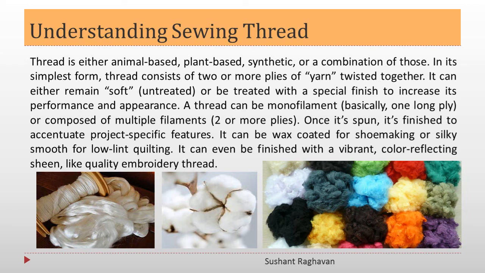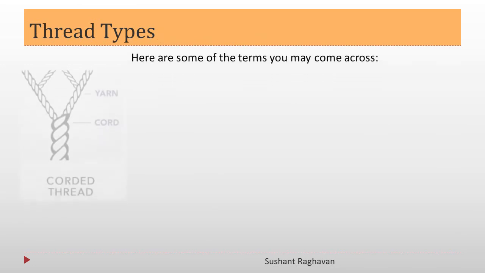It can be wax coated for shoemaking or silky smooth for low lint quilting. It can even be finished with a vibrant color reflecting sheen like quality embroidery thread. Thread types. Here are some of the terms you may come across.